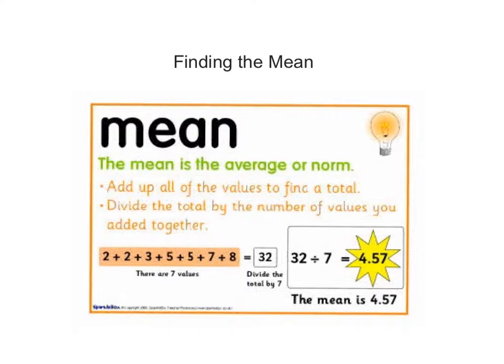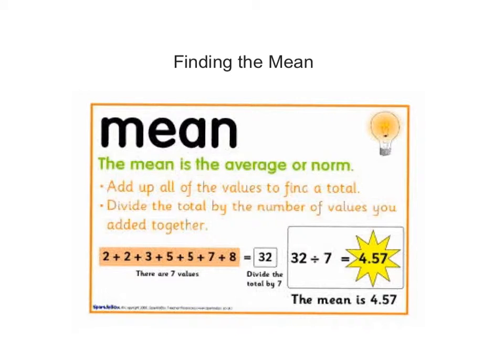Finding the mean. In this lesson, we're going to understand what it is to find the mean or an average of a set of numbers. Look carefully at this example. You'll see that there are two steps. The first step is to add up all of the digits that are available in a number set. The second step will be to divide the total of the number set by the number of digits that were in the set to begin with.